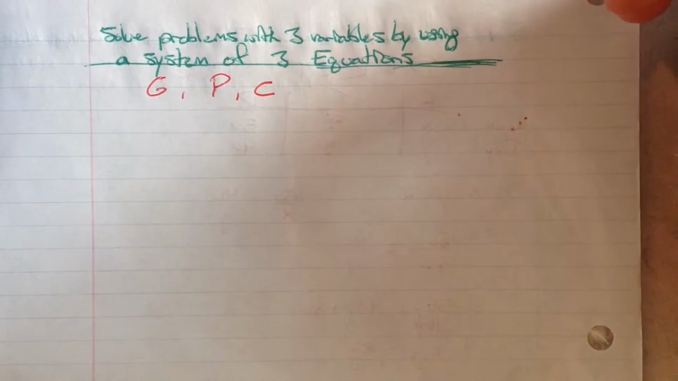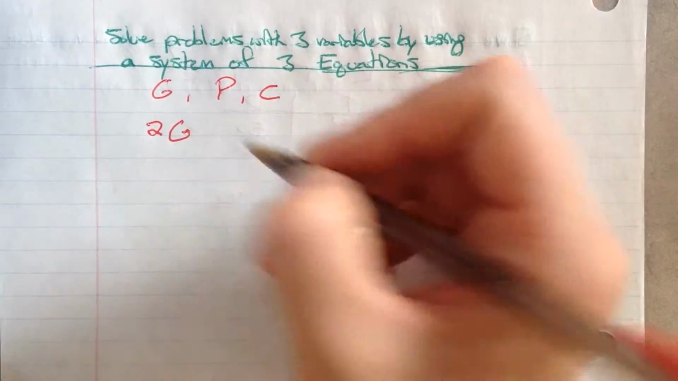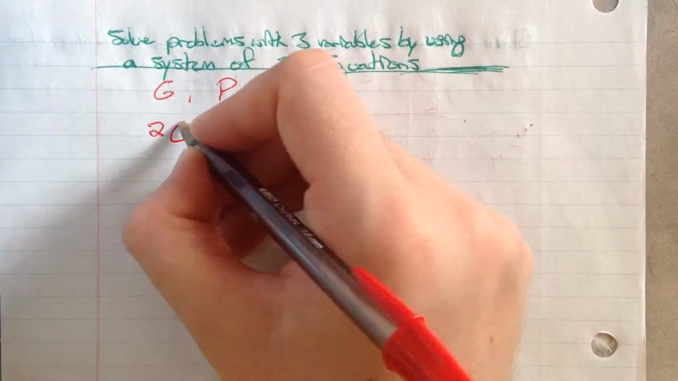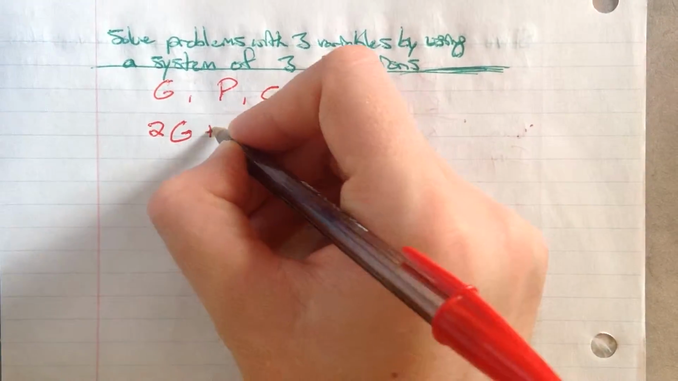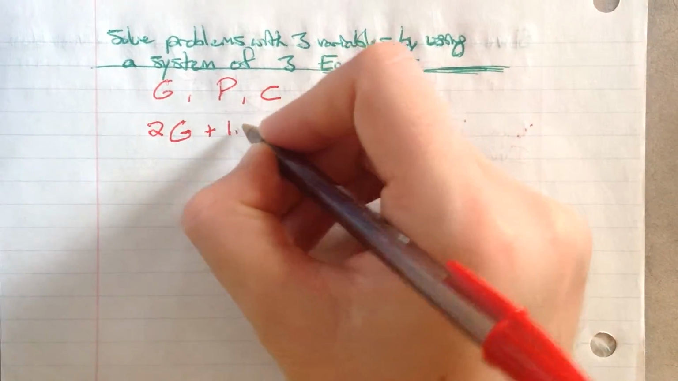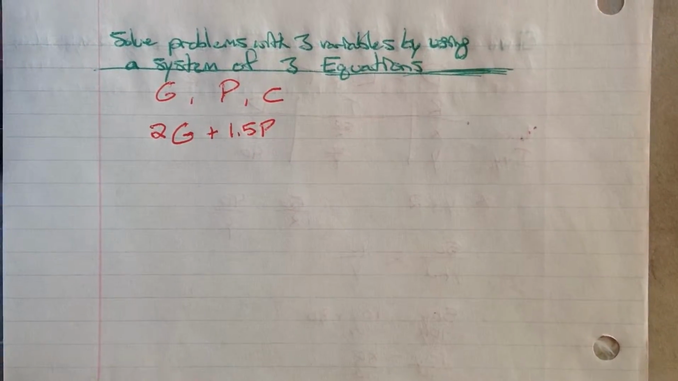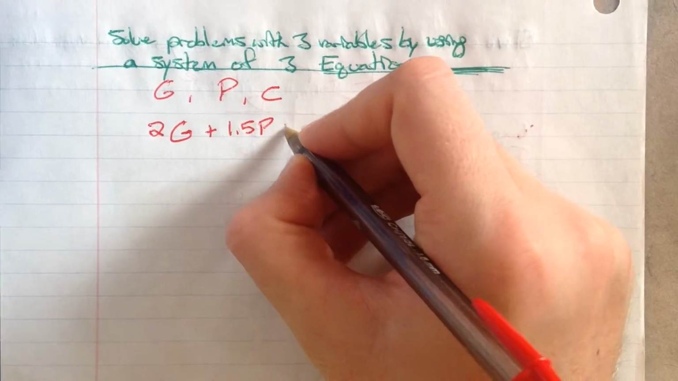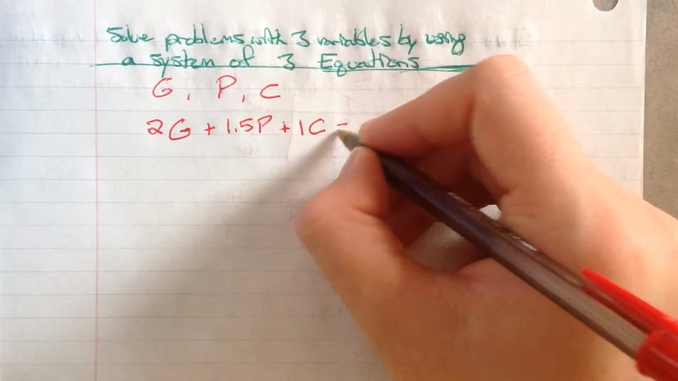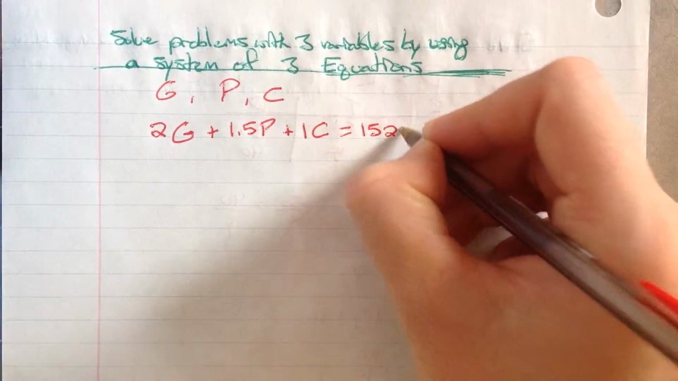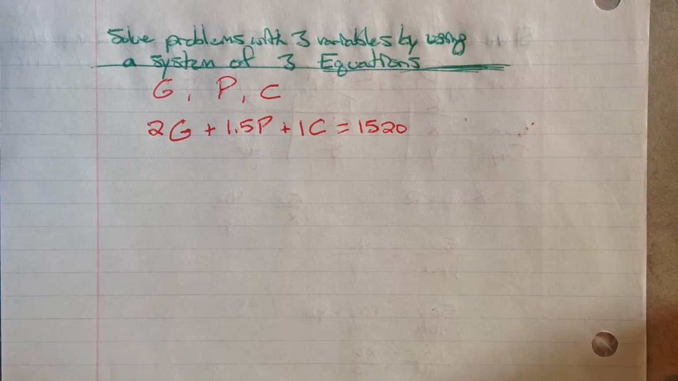So if we want to know how much money we pulled in per item, we know it costs $2 for a Gatorade. So $2 times the amount of Gatorades we sell would be how much we pull in total for Gatorades. Plus $1.50 for pretzels. So if we add the two together, we know how much we made with Gatorades, how much we made with pretzels. Plus $1 for candy. And it tells us they pulled in a total of $15.20. So there's the first piece of info.